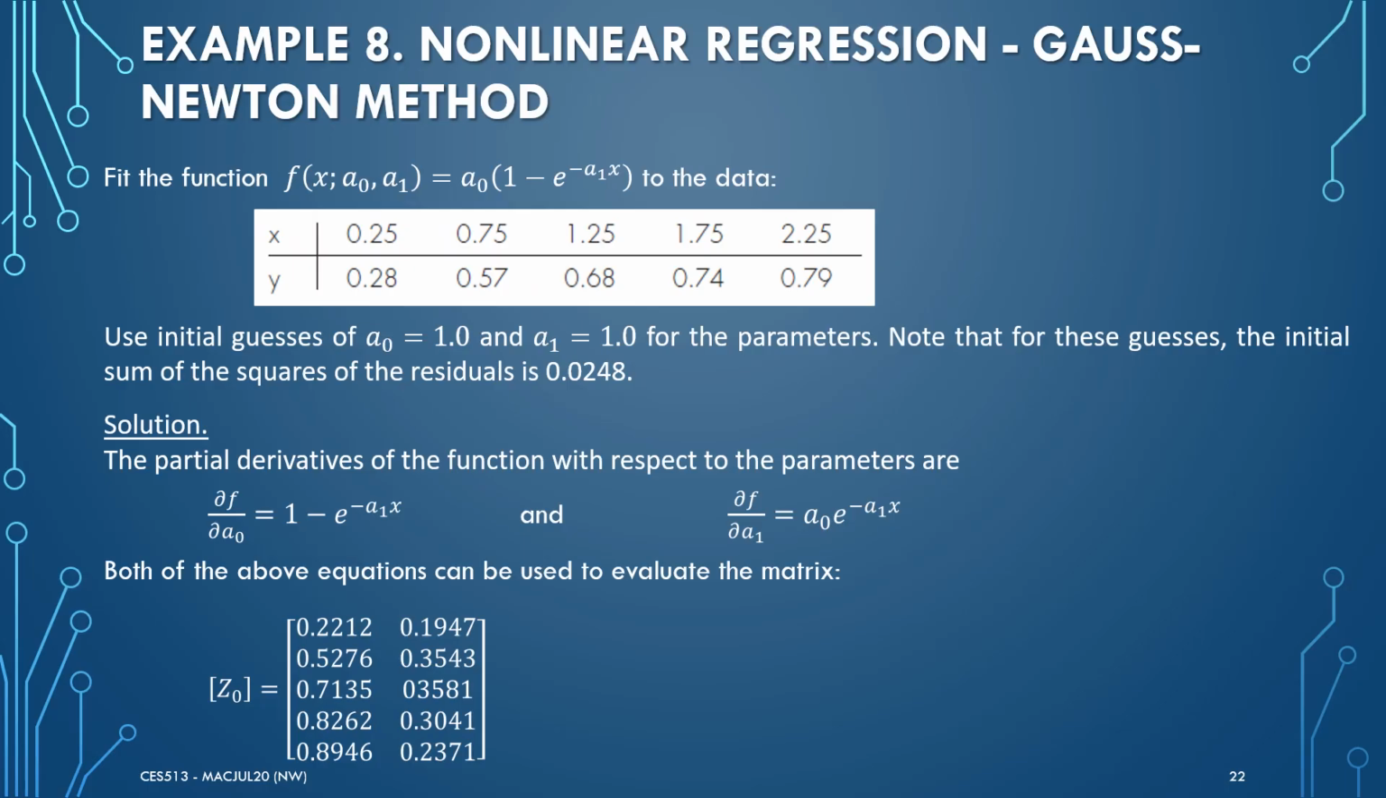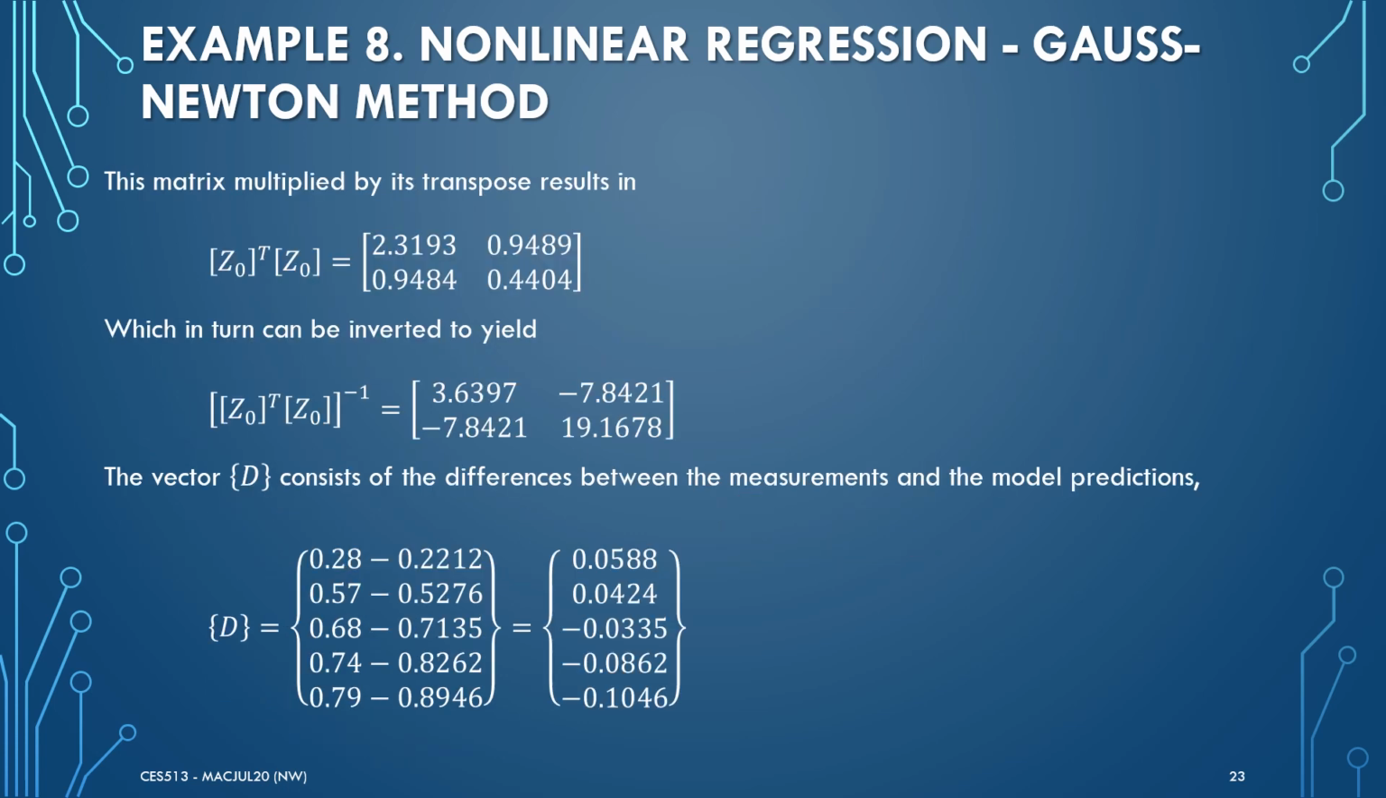Now let us look at example 8 for nonlinear regression using the Gauss-Newton method. The question is, fit the function a0 multiplied by 1 minus e to the power of negative a1x to the data given in the table. Use initial guesses of a0 equal to 1 and a1 equal to 1 for the parameters. Note that with these guesses, the initial sum of the squares of the residuals is 0.0248. For the solution, the partial derivatives of the function with respect to the parameters are given here: with respect to a0 it is 1 minus e to the power of negative a1x, and with respect to a1 it is a0 x e to the power of negative a1x. Both of the above equations can be used to evaluate the matrix Z0.